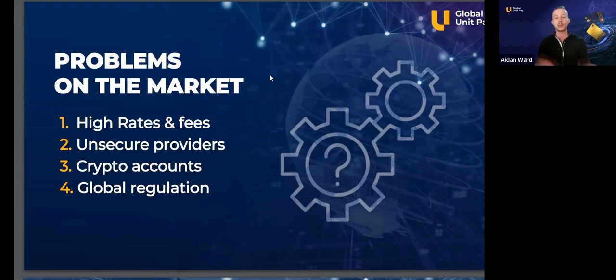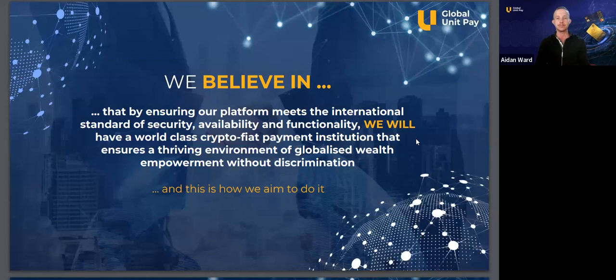The fourth question, which fits in very nicely with number 3, is the fact that there's a lot of global regulation. So where we are at in terms of platform, in terms of use cases, in terms of providing a solution is that within the jurisdiction that we have, being Switzerland, we get the best of both worlds. So we can actually combine both crypto and fiat together. And it is our imperial belief that by securing our platform and ensuring that it meets the international standard of security, availability, and functionality, we'll have a world-class crypto fiat payment platform that ensures a thriving environment of globalized wealth empowerment without discrimination.